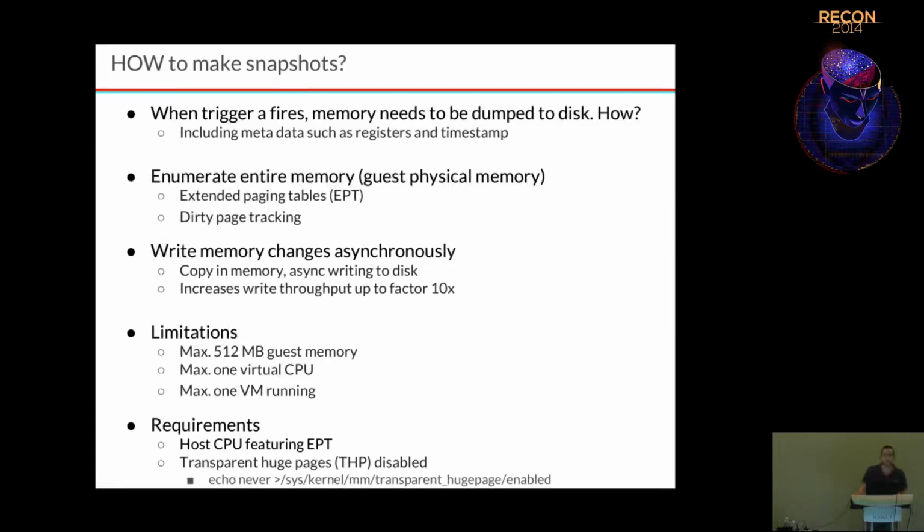Then the dirty pages get copied in memory and then sent to our writer thread. This way, we increase our performance by a factor of about 10 times, because the in-memory copy is a lot faster than if we would write them directly to disk and need to wait until it's written to disk. So this is a little performance trick here. Our current implementation has some limitations. For now, we can only have 512 megabytes of guest memory, but we are sure we can sort them out in future versions.